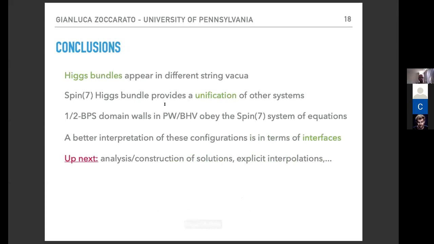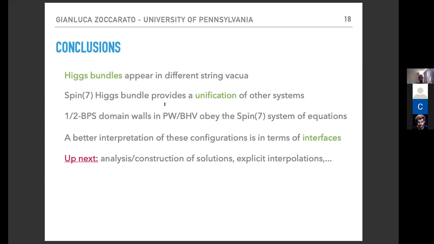So basically, Higgs bundles appear in many different string backgrounds. And there's a plethora of systems, but what we wanted to show is that the Spin(7) Higgs bundle provides a unification of other known systems. When you consider half-BPS domain walls in 4D N=1 theories, you can show that they obey the Spin(7) system of equations. So once you consider this configuration, the internal manifold will turn out to be a Spin(7) manifold.